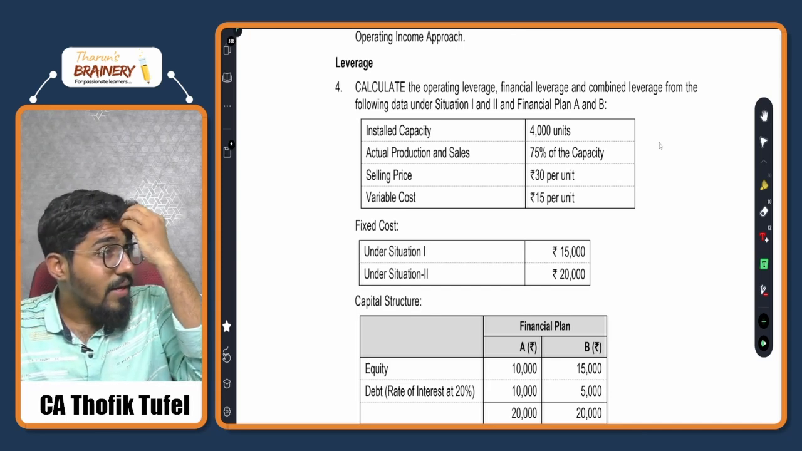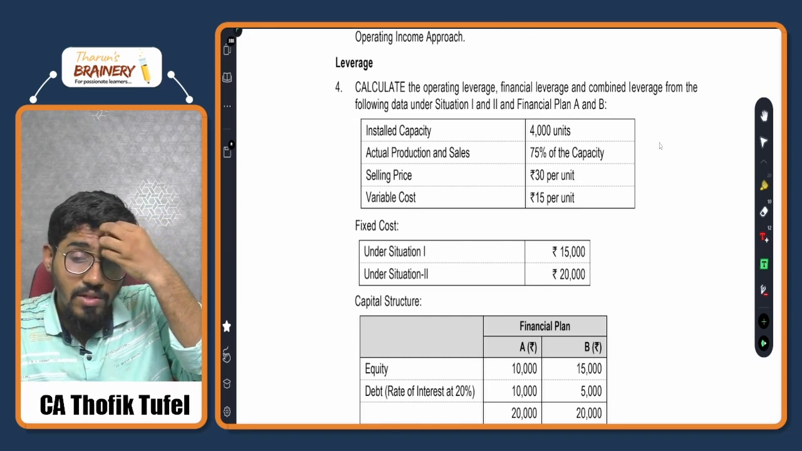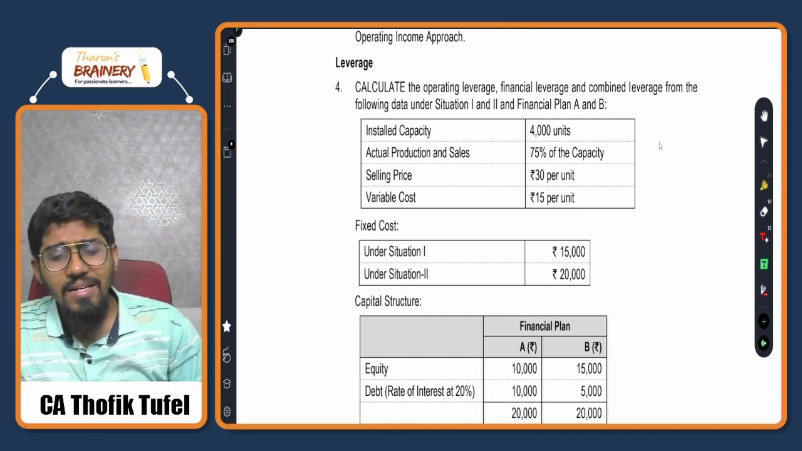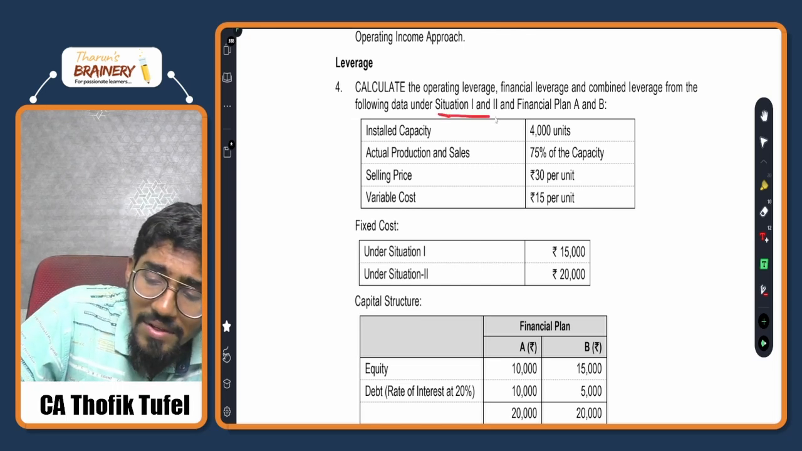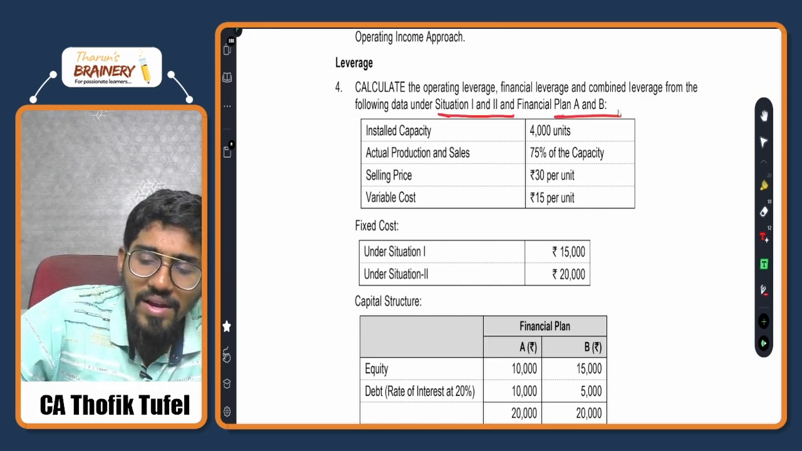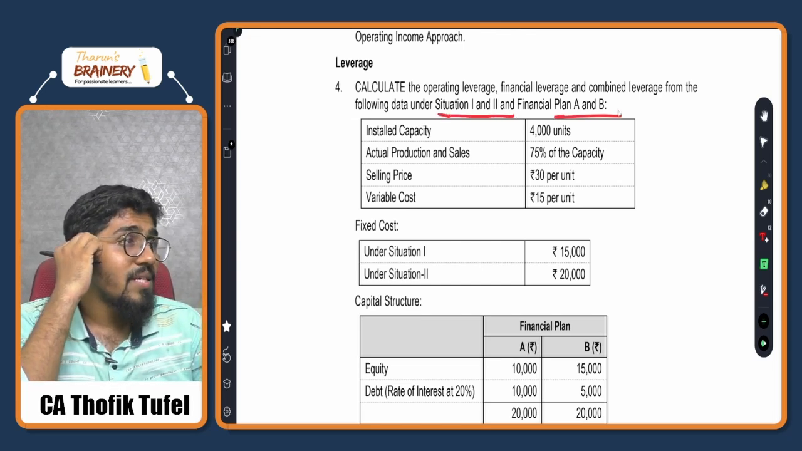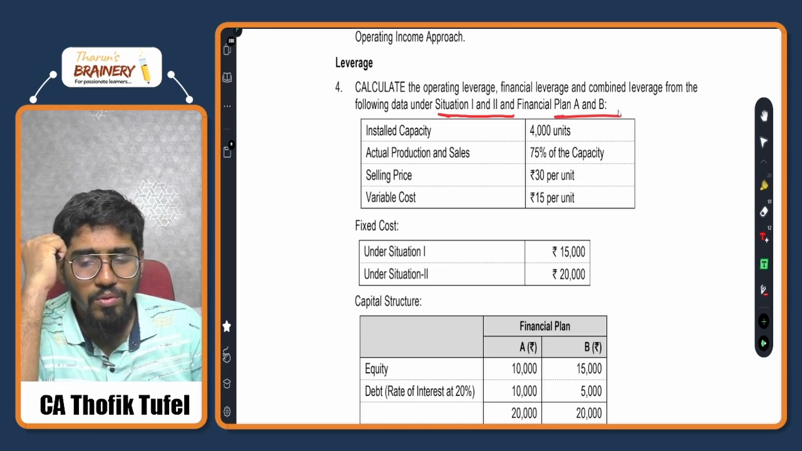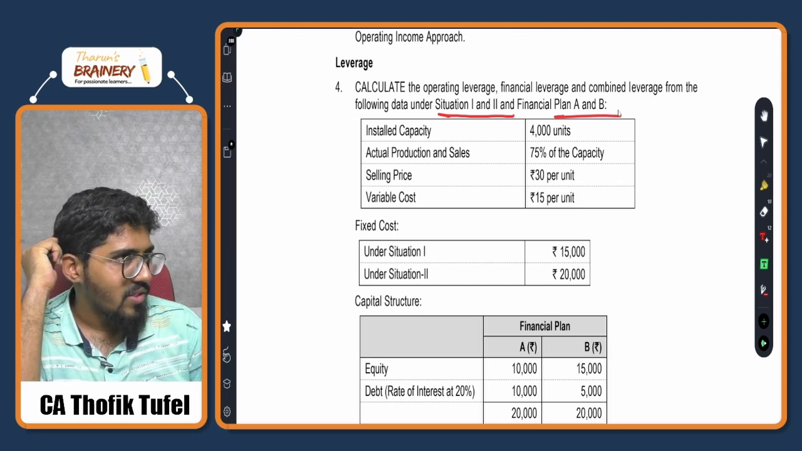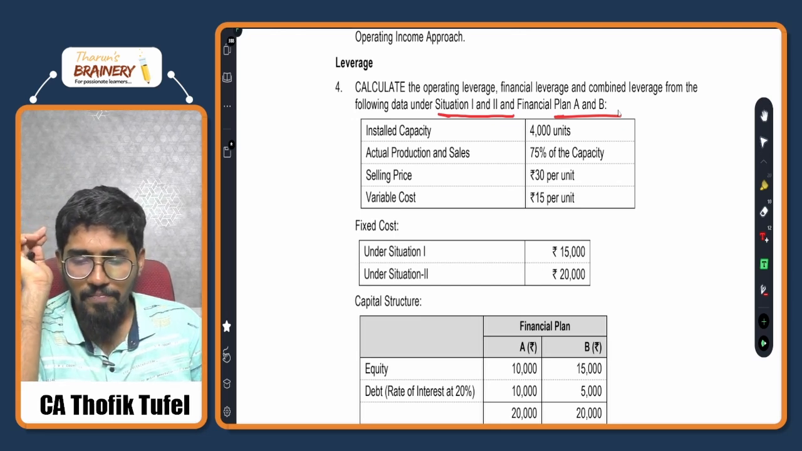Calculate operating leverage, financial leverage and combined leverage from the data under situation 1 and 2 and financial plan A and B. Under situation 1 and 2 and financial plan A and B, you want to calculate operating leverage, financial leverage and combined leverage. See what the data is given.